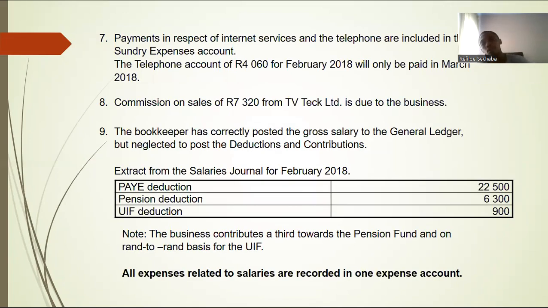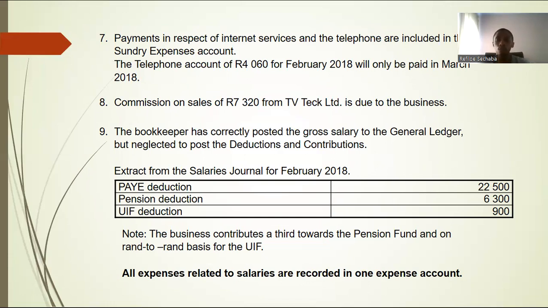Number 9 says the bookkeeper has correctly posted gross salary. Please do check my notes on gross salary. I will post them later. Gross salary is an expense, so that's the one we're going to include in salaries, and also include contributions because those are extra expenses that the employer has to incur. It is what we normally refer to as CTC, which is cost to company. Cost to company is simply the employee's gross salary plus contributions.